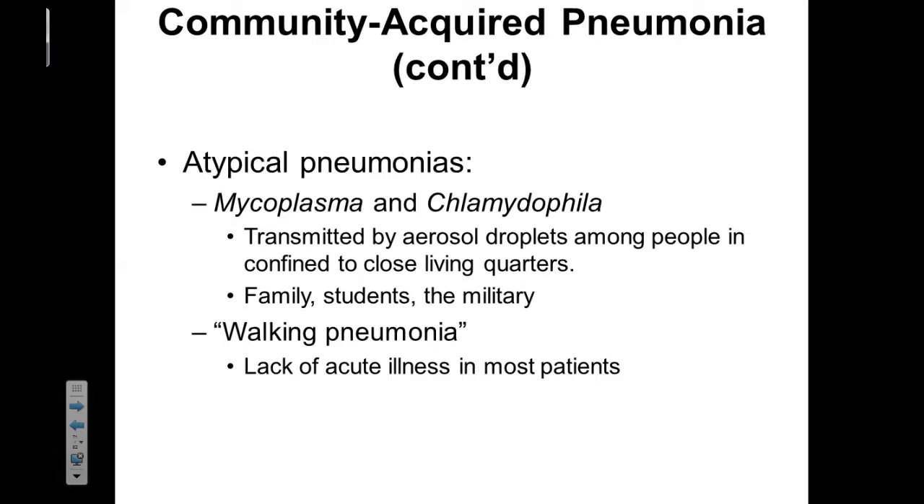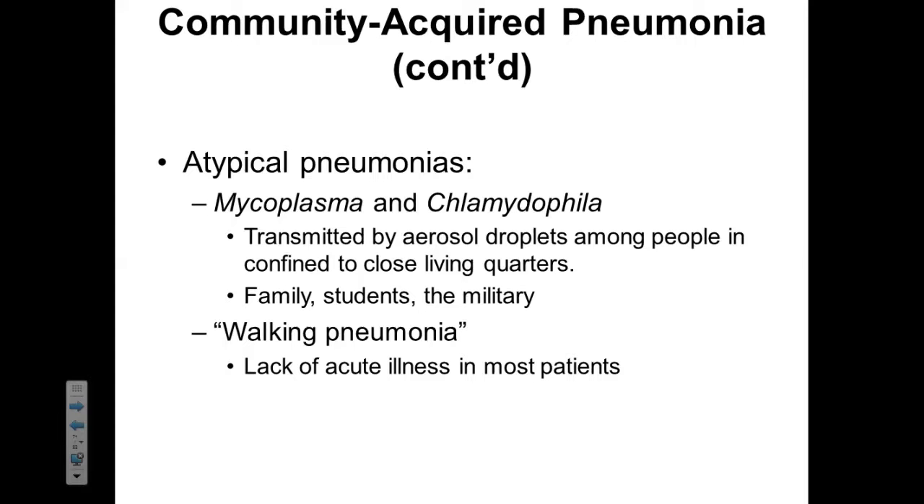There are some less common pneumonias as well. These atypical pneumonias are Mycoplasma and Chlamydophila pneumonia. These kinds of pneumonia are transmitted by aerosol droplets, just like Legionella pneumonia is. However, they are typically confined to individuals that live in close quarters with each other. So think of a family unit, a military barracks, or a dormitory situation.